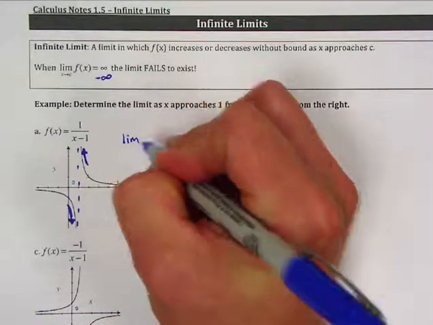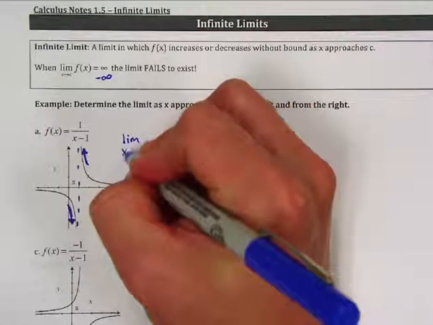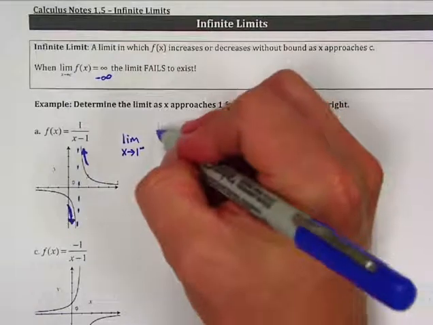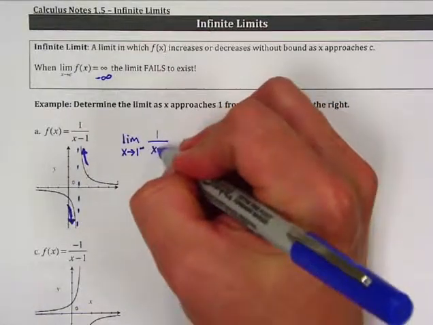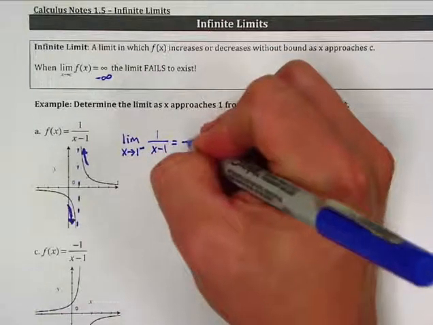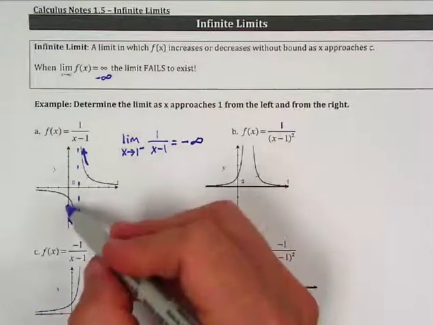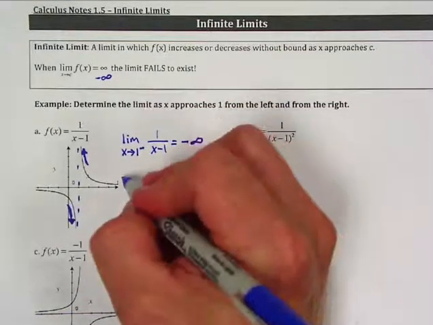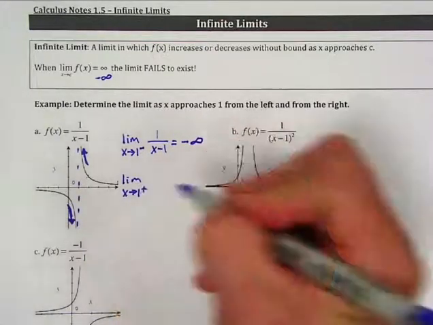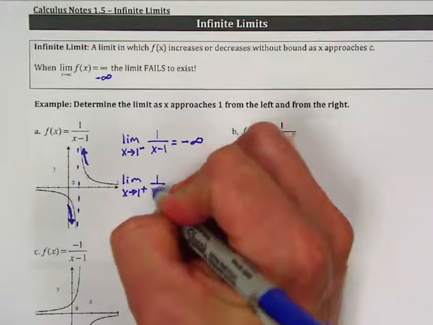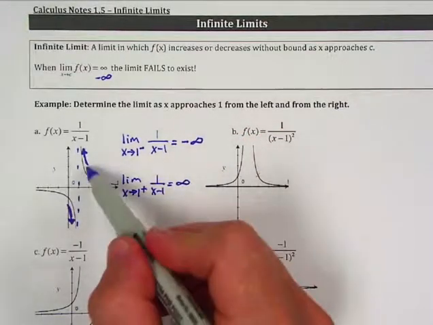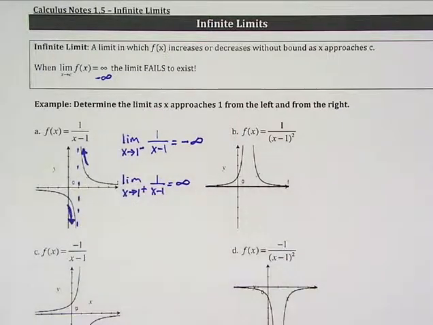The limit as x approaches 1 from the left of 1 over x minus 1 is negative infinity. So from the left side, we're going down. And the limit as x approaches 1 from the right side of 1 over x minus 1 equals positive infinity. So it is increasing without bound.